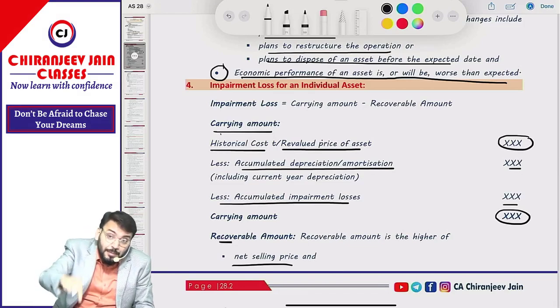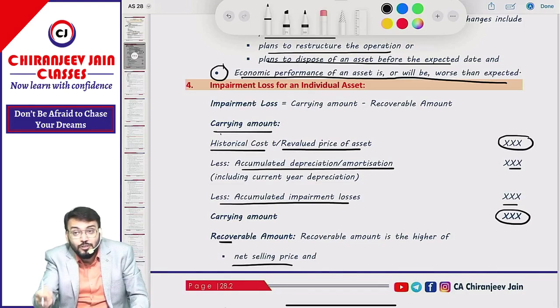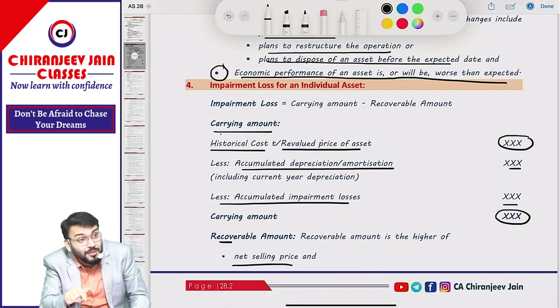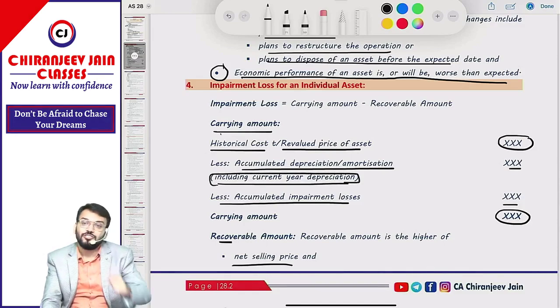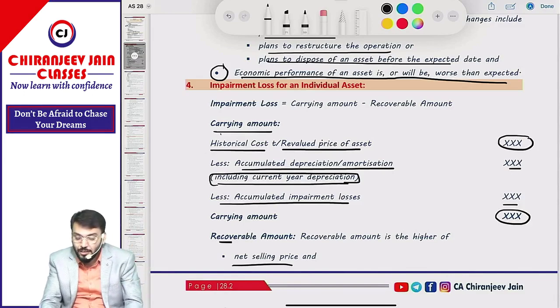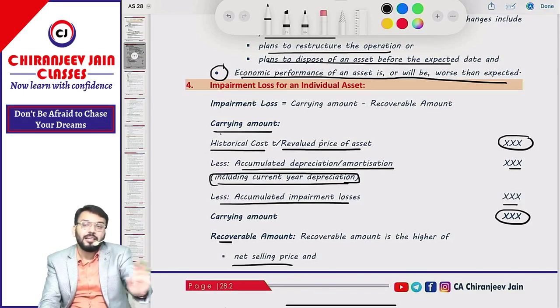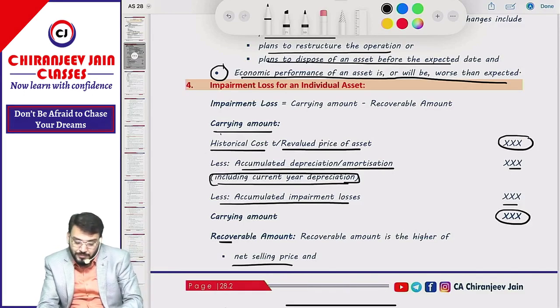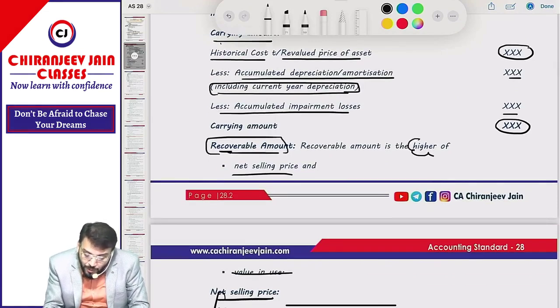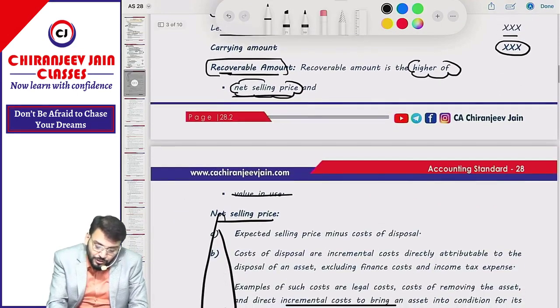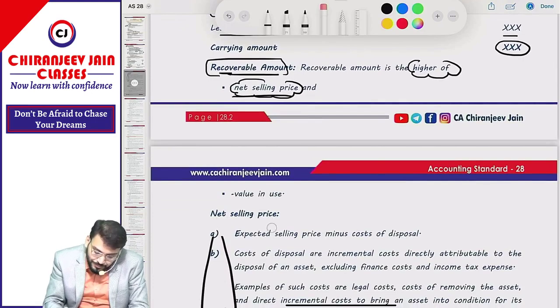So first calculate depreciation, then impairment. So first calculate depreciation of the current year, including current year depreciation. Understood this point? Correct. So carrying amount we can calculate as per the information given in the question. Then recoverable amount, which we already discussed. Recoverable amount is higher of what? Net selling price or value in use, whichever is higher.